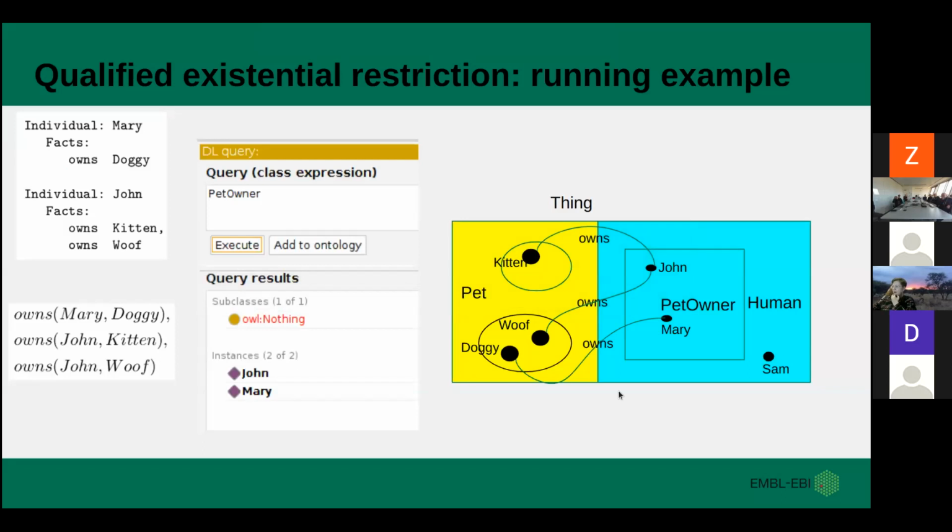Okay, and there I also have a graphical representation of this again. So you have your set of humans, you have your pet owner. John is a pet owner there. It has a link to Kitten. It has a link to Wolf. Mary has a link to Doggy. And Sam here at this stage, as far as we know, doesn't own anything, or at least not for our ontology's purposes. We are not aware of that. Just again, what this looks like in description logic: owns Mary, Doggy; owns John, Kitten.